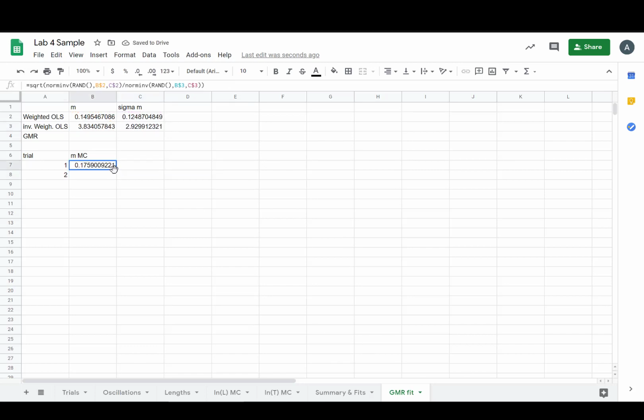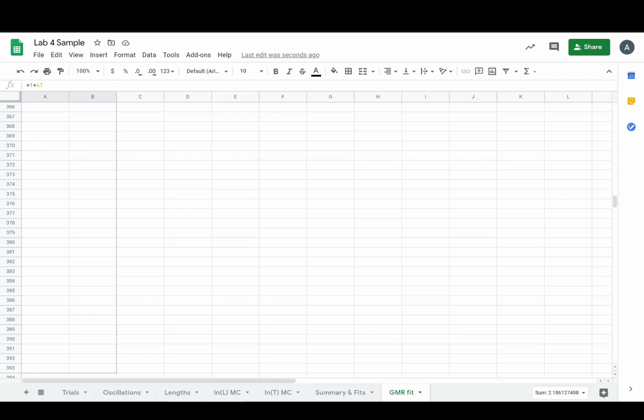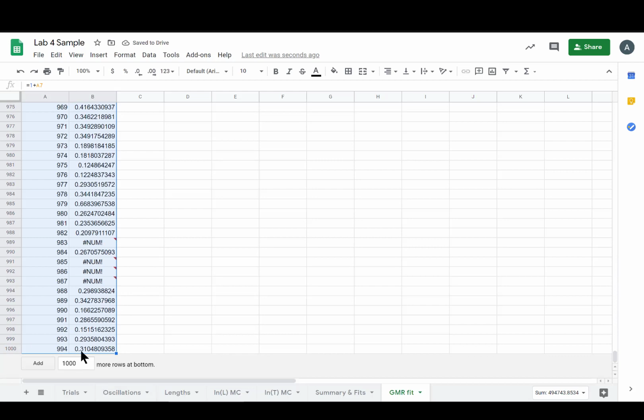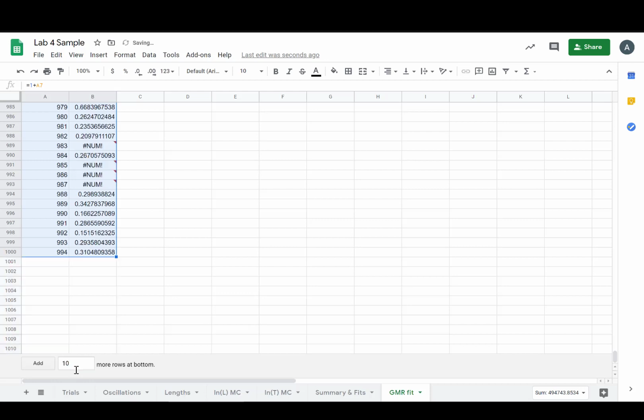Awesome. Get this down one more. And now we can pull down from trial 2 all the way down to the bottom of the sheet. We're going to have to add 1,000 more so that we can bring this all the way to 1,000 trials. Only get to 994, so we have to add. We added 1,000 before. Let's add 10. That's weird.